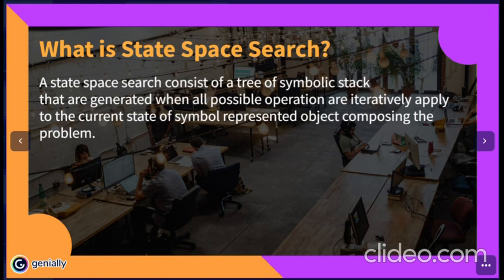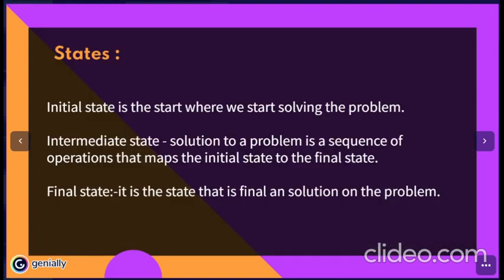Now, we can break down the state space search. Okay, so we can now deep dive into state space search. The state space search is divided into three states, that is the initial state, intermediate state, and the final state. Every journey begins somewhere. So, in state space search, we start at what we call the initial state. This is our starting point, the current configuration of the system we are dealing with. So, basically, initial state is where we can start solving the problem.